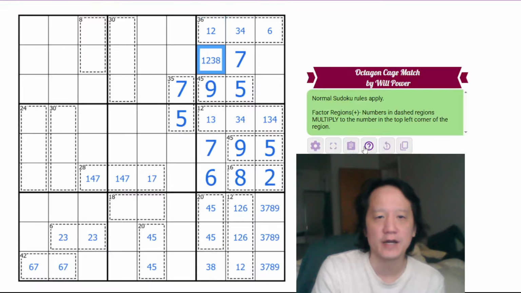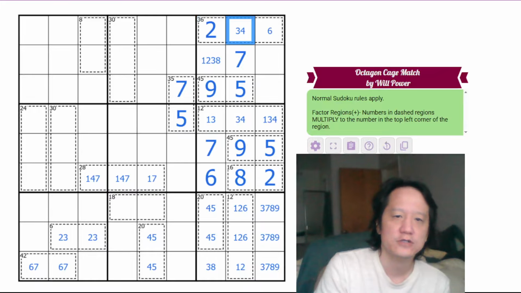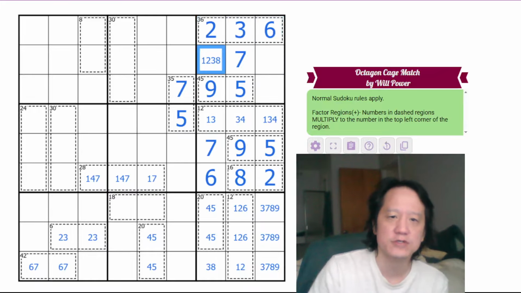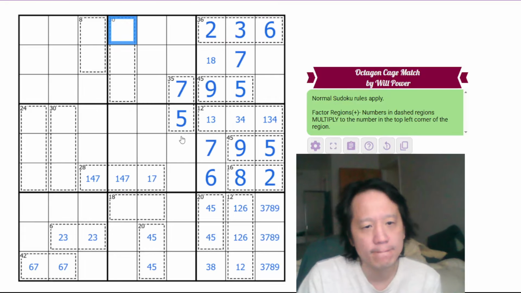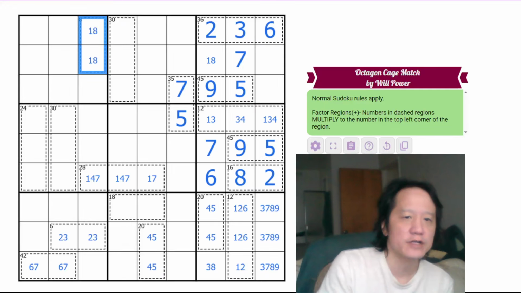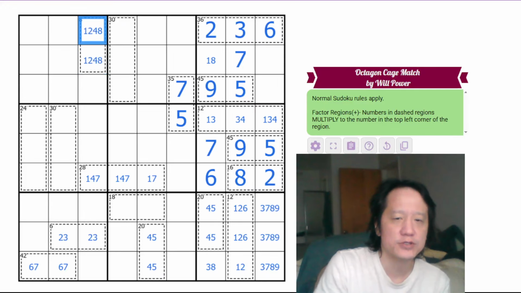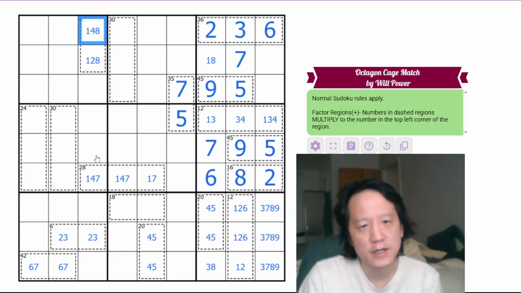It cannot be 9 because of the 9 in the box. So this must be 2 times 3 times 6. 2, 3, and 6, which means this can't be 2 or 3. This becomes a 1, 8 possibility. Again, this is 1 or 8 or 2 or 4 here, but the 2 can't be here, so the 4 can't be here because that would multiply to 8.